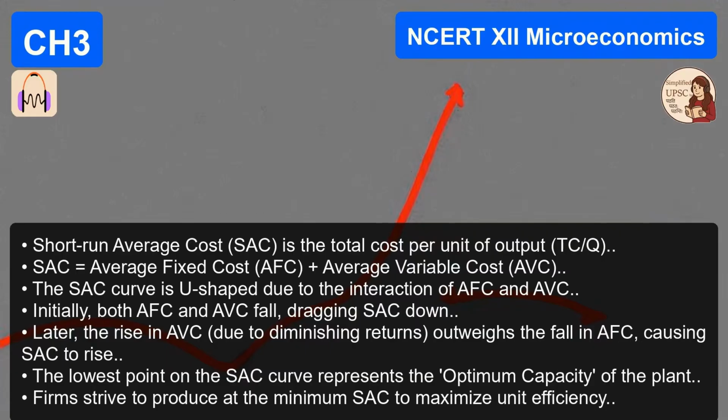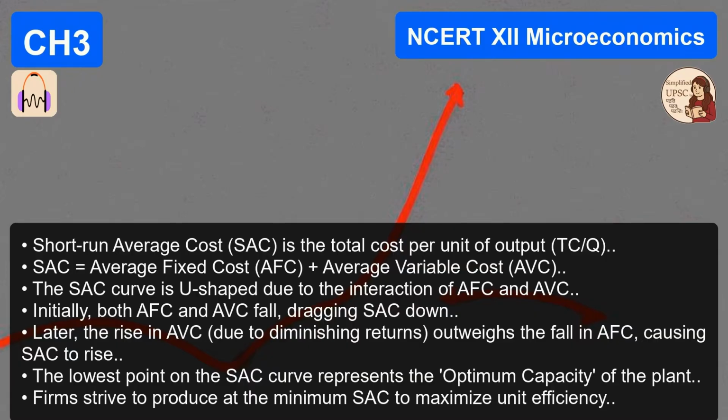Right. And because of this math, there is a critical intersection point on the graph. The MP curve always cuts the AP curve at the AP curve's maximum point. Why the maximum? Well, think about the logic. As long as MP is higher than AP, AP is climbing. It just keeps climbing. The moment MP drops below AP, AP has to start falling.